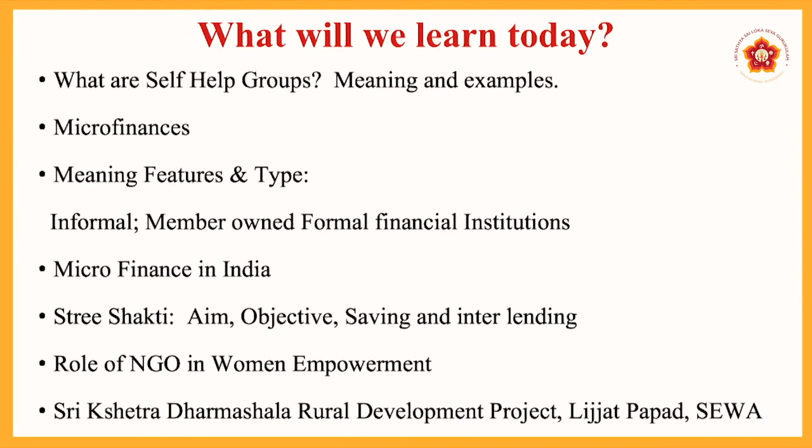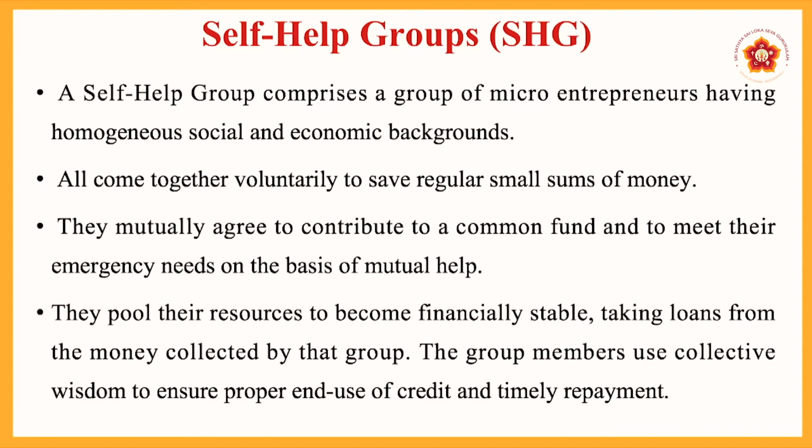Now, let us move on with the current part. In today's part, what are we going to look at? We are going to learn about self-help groups, their meaning and their examples; microfinance, again meaning and types of microfinance and their features, which are informal, member owned, and formal financial institutions. Then microfinance in India, in which we are going to talk about various such organizations: Stri Shakti, its aim, objective, saving and interlending. Then the role of NGOs in women empowerment, and the NGOs we are going to learn about are Shri Kshetra Dharmasthala Rural Development Project, Lijjat Papad and SEWA. As we progress in the lesson, we will learn what these things are. So, let us learn about self-help groups.